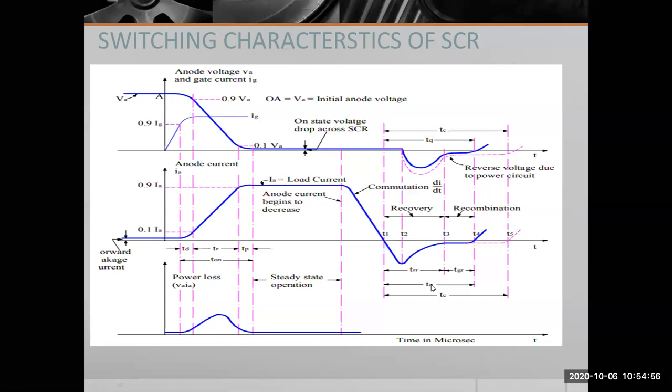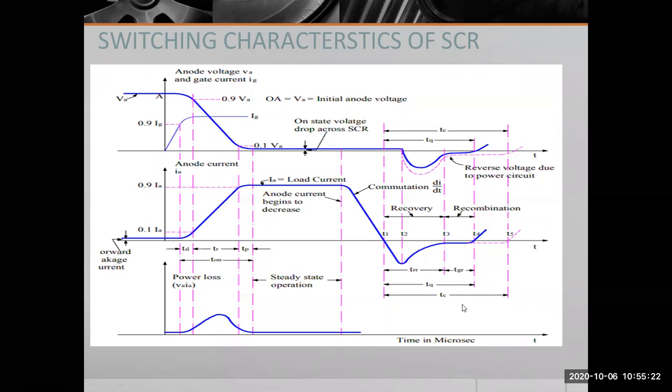device turn off time. This is the best way of successful commutation. That means the condition for successful commutation is that TC should be greater than TQ. Circuit turn off time should be greater than TQ, the device turn off time. Then only the commutation will be successful. Otherwise, the commutation will be a failure, meaning we are not efficiently turning off the SCR. So this is a major condition.